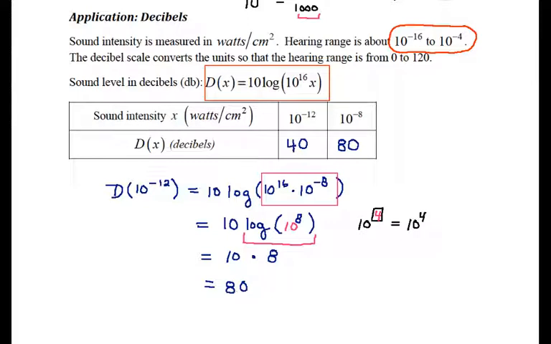So it's easier for us to compare numbers like 40 and 80 and see that the 80 seems much louder than it is for us to compare numbers like 10 to the negative 12 and 10 to the negative 8. So that's what the log scale does for us. It brings numbers that would not be very comfortable for us and that would be difficult to compare to a scale that's very comfortable.